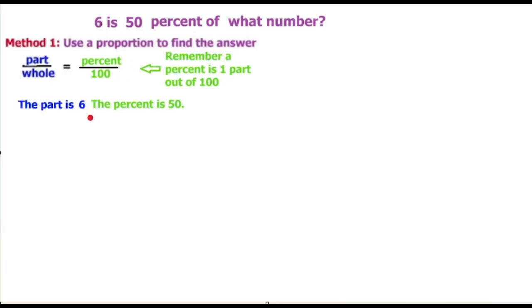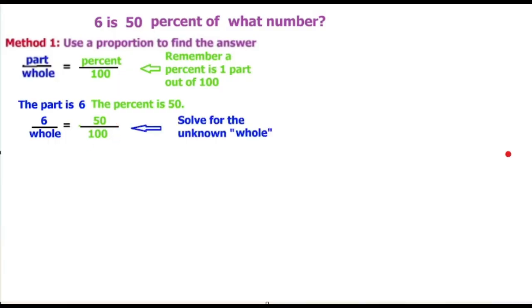So we have almost everything in this equation. So let's fill in the numbers that we know. We know the part is 6. The whole we're trying to figure out. We know 50 and we know 100. So now we just solve for the unknown, the whole. Okay? So let's do that.